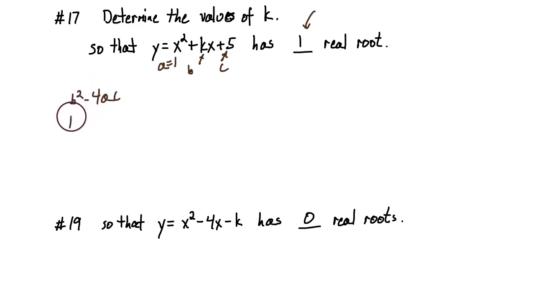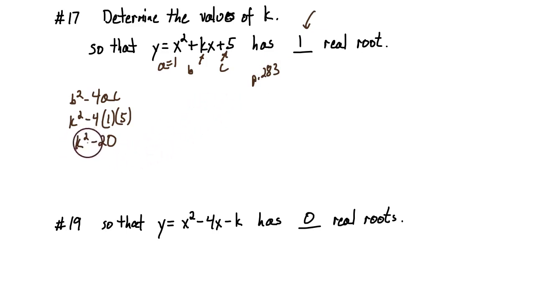So for the letter b, fill in k. For the letter a, fill in 1. For the letter c, fill in 5. This makes k squared minus 20. Now for the equation to have 1 real root, what was the value of the discriminant? Again, you look at the top of page 283. The chart says that there will be 1 real root when the discriminant equals 0.